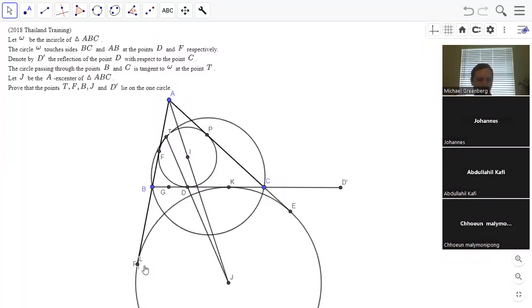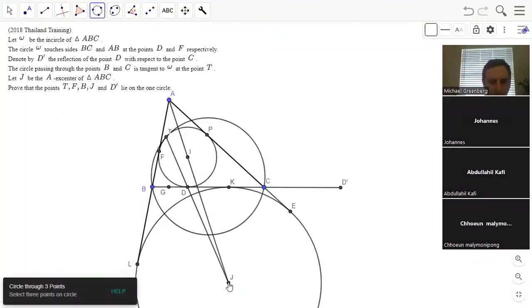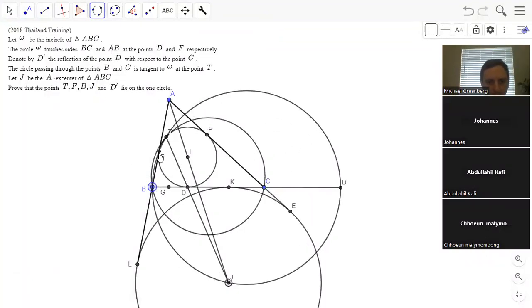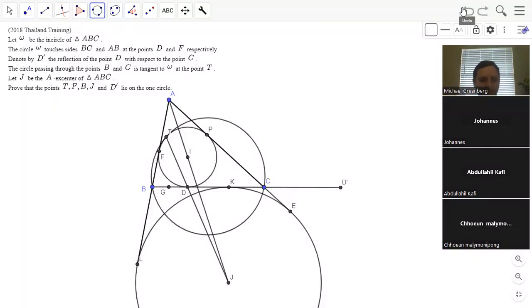Okay, let's hide that label. So maybe let's see if we want to do power of a point or do an angle chase. We could try to show angle TFA is TJB. That could be our first step. So TFA is TDF.